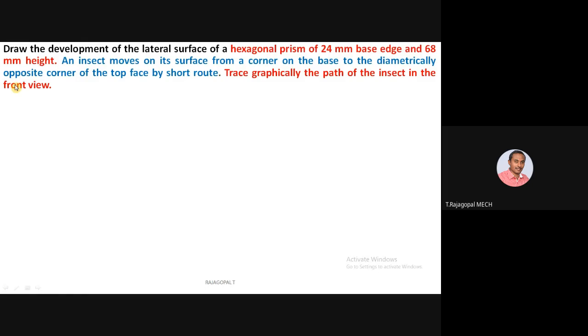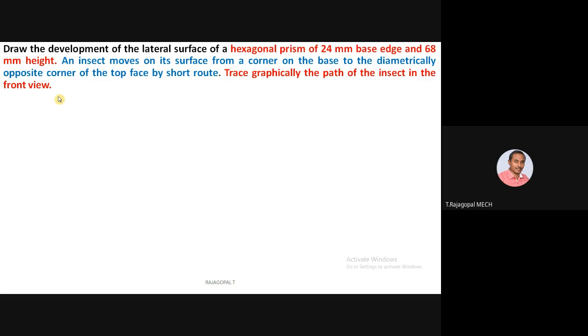Sir, what is this? It's entirely new for us. Yes. Here, you imagine, just go back to your previous question. Graphically, the path of the insect in the front view. Always, you have to start your development on the rectangle side. If the front view is the development rectangle, obviously your top view will be the base hexagon. So from this last sentence, we can conclude the top view will be a hexagon.